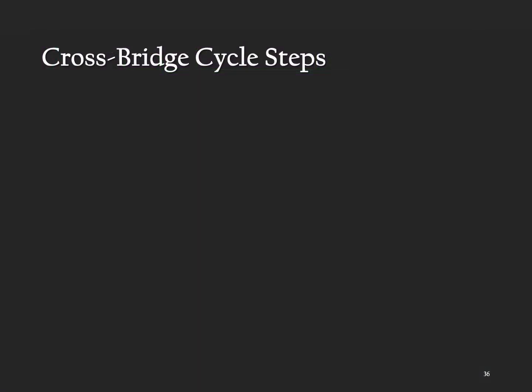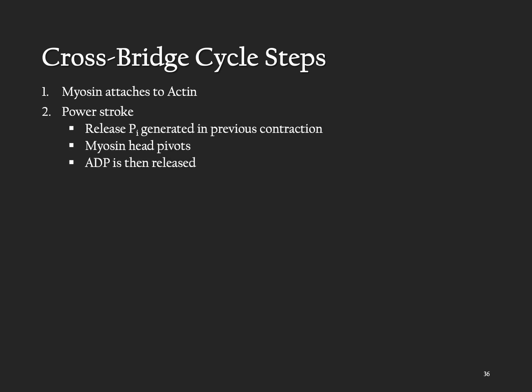So as we were talking about the cross-bridge cycling steps, we're just placing this into words now, where the myosin attaches to the actin once the binding sites are revealed on the thin filament. Once myosin attaches to actin, this is again called a cross-bridge. Once we have a cross-bridge, we initiate a power stroke, the force production. This is due to when we release a phosphate generated in the previous contraction. The myosin head pivots, and the ADP is then released.